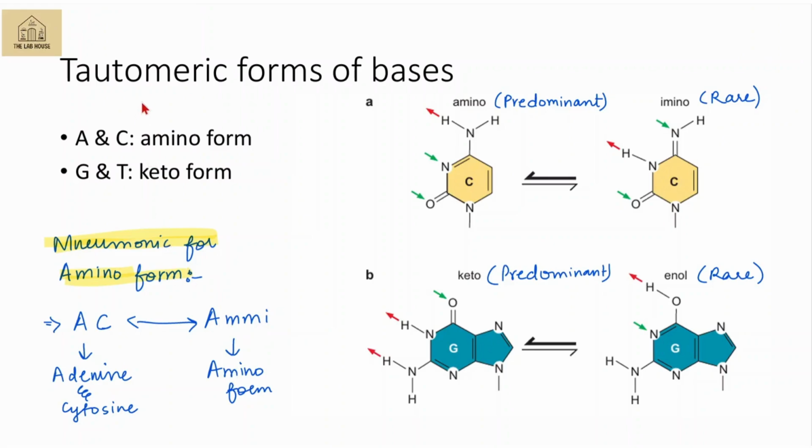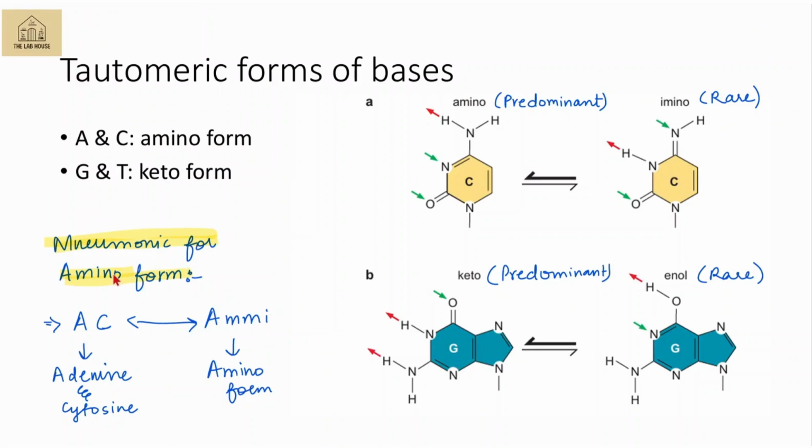Now let's discuss the tautomeric forms of the bases. We have two tautomers: between amino and imino, and between keto and enol. But remember only amino and keto forms matter because imino and enol forms rarely exist. Adenine and cytosine exist in amino form and guanine and thymine exist in keto form.